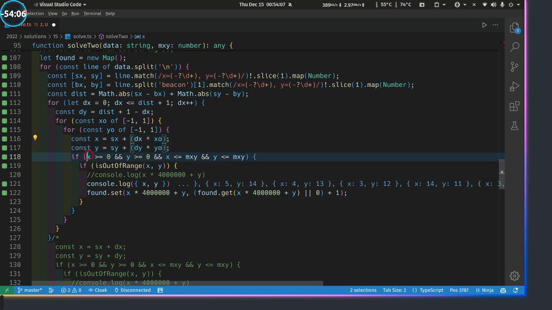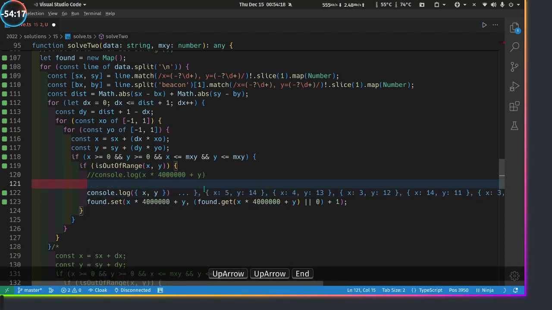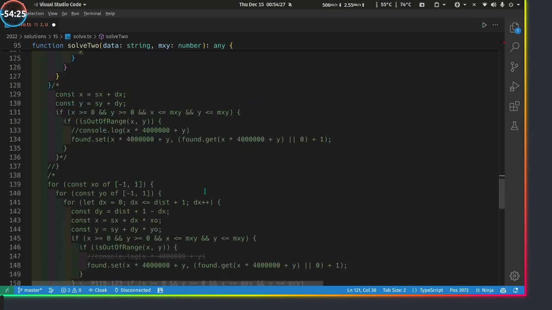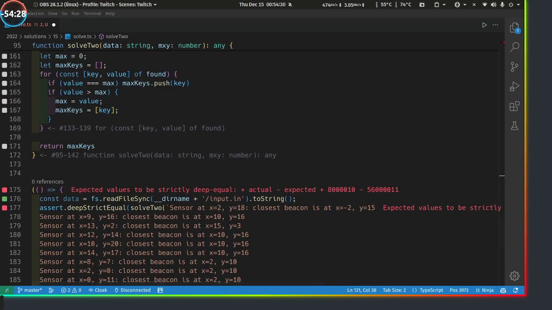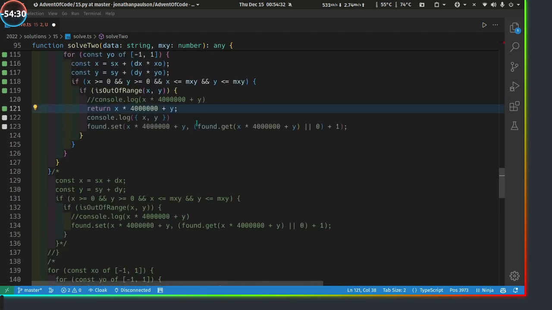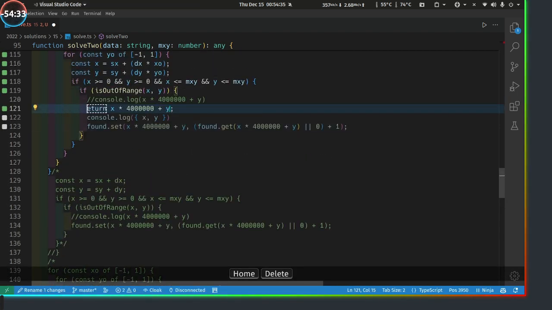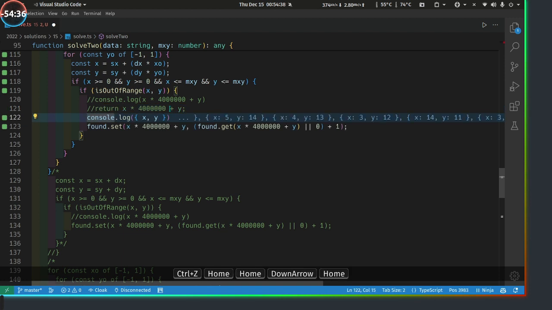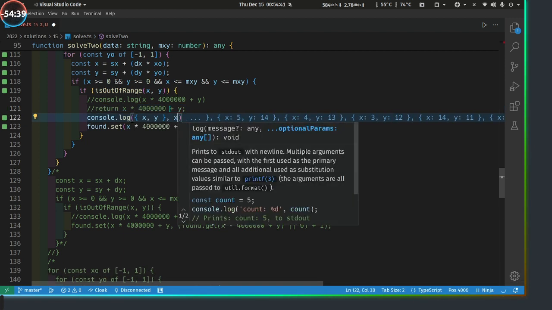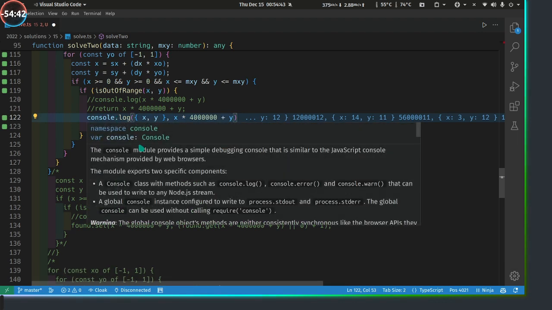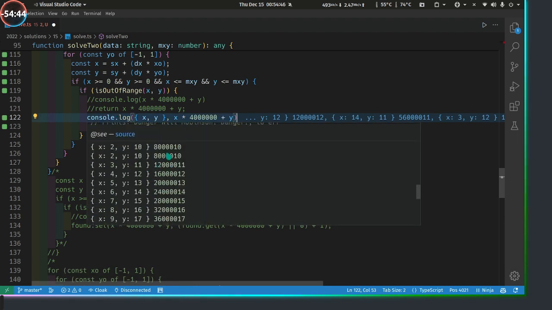If you're not in the range, so you're in the range. Is it the first one? Maybe it's just the first one. Thought I tried the first one. No, that math is wrong. Okay, it's just console log. Come on now. Nope, not the first one.